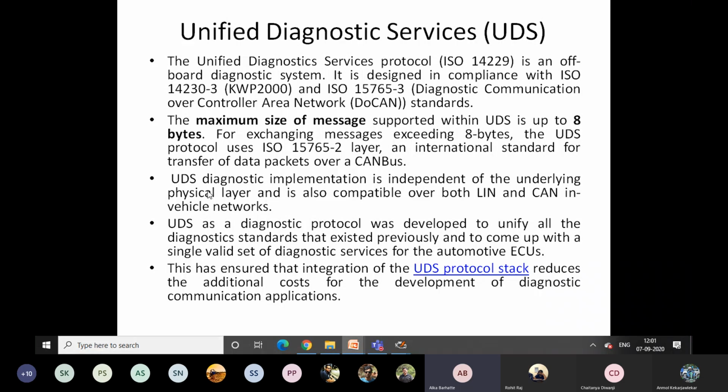Okay, so UDS diagnostics implementation is independent of the underlying physical layer and is compatible over both LIN and CAN. So it may work with LIN communication as well as CAN communication protocol. Okay, it was developed to unify all the diagnostic standards that existed previously to come up with a single valid set of diagnostic services for the automotive ECUs. As I said, it is the higher version, so it is made compatible with most of the communication protocols that we are using in automotive.